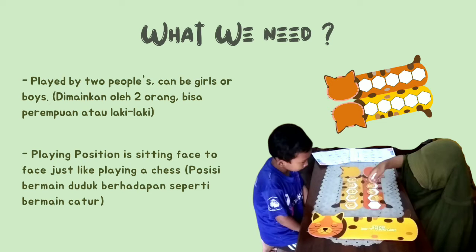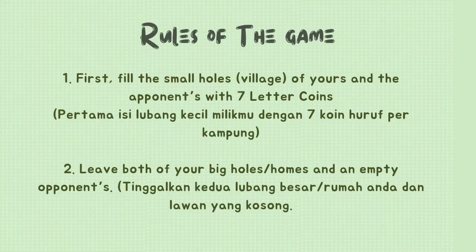a chess. For the rules of the game, first, fill the small holes or villages of yours and the opponent's with 7 letter coins. And next, leave both of your big holes, yours and the opponent's, empty.